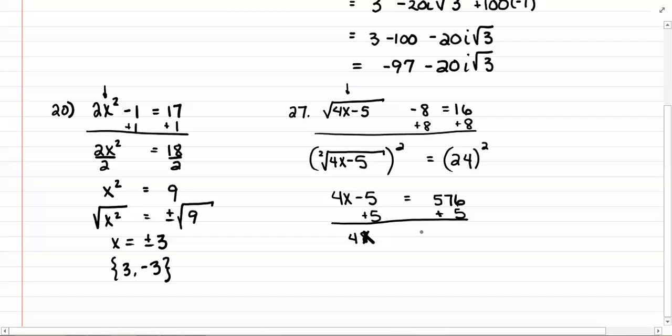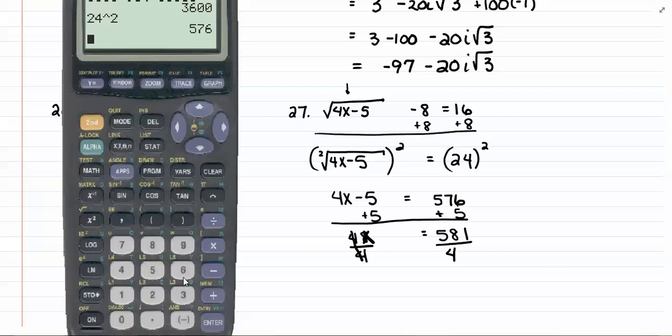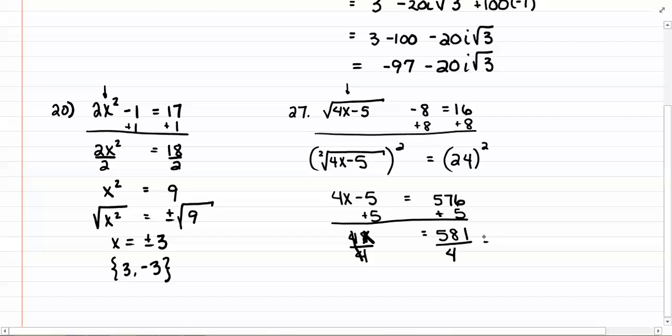That's 4x equals 581, and then divide by 4. Now, if that's divisible, then we'll reduce it down. If not, yeah, it's not, then just leave it as a fraction. So we just leave it as the 581 over 4.